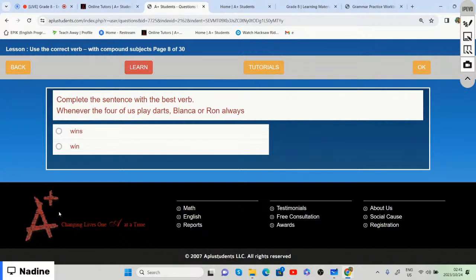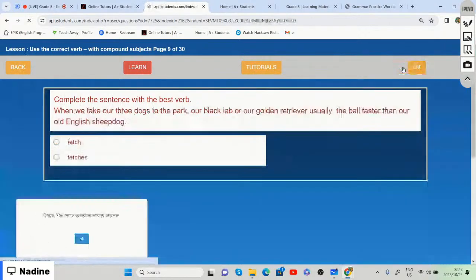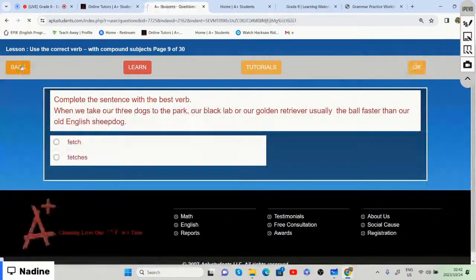We need to complete the sentence with the best verb. So whenever the four of us play darts, Bianca and Ron always win. So they always win, right? That is both of them who win.